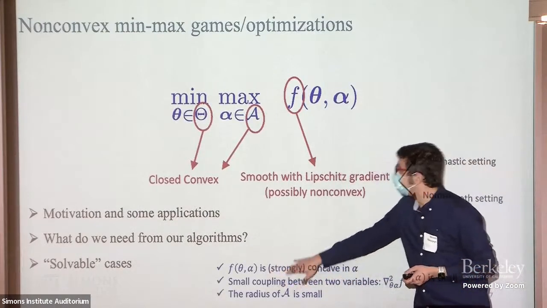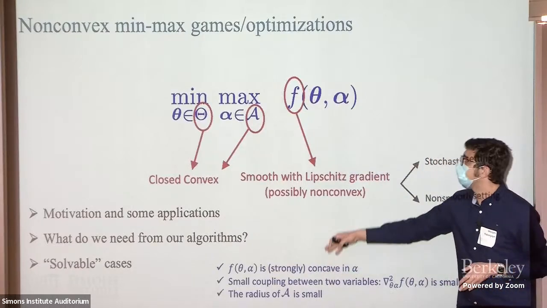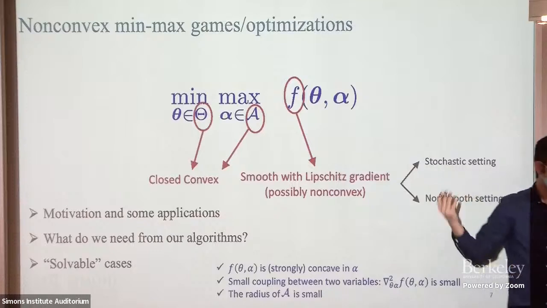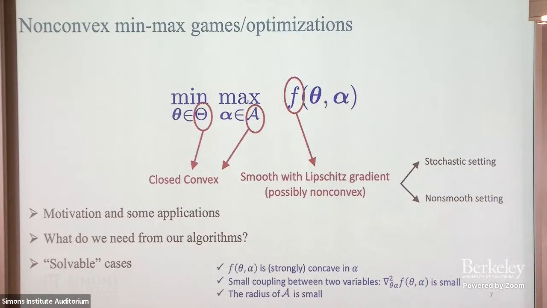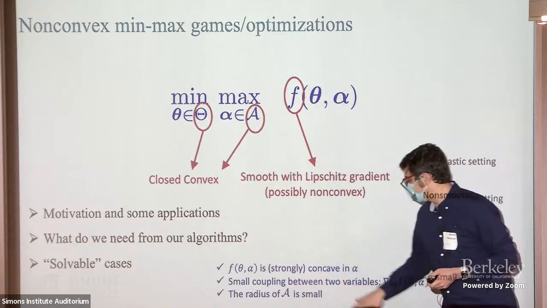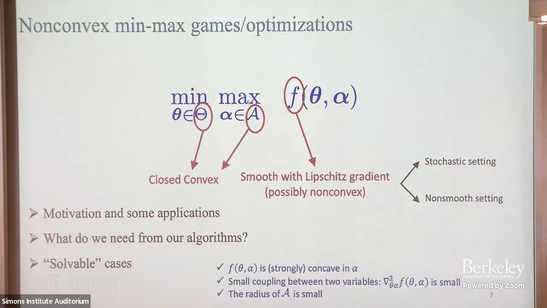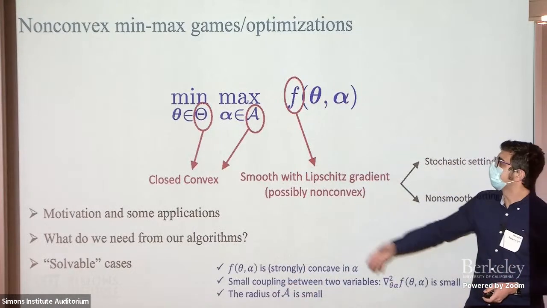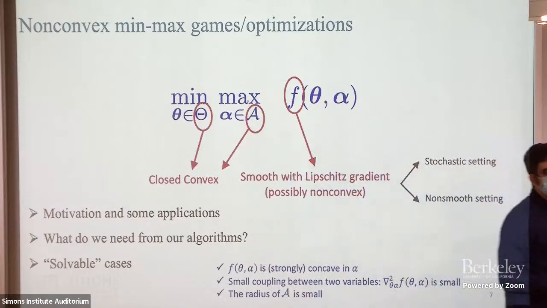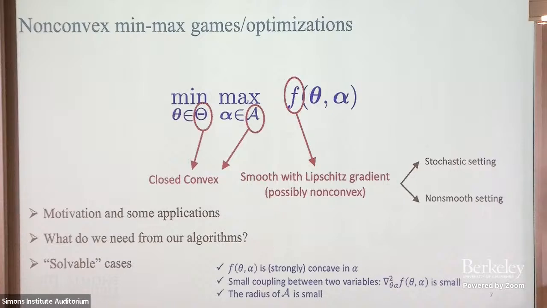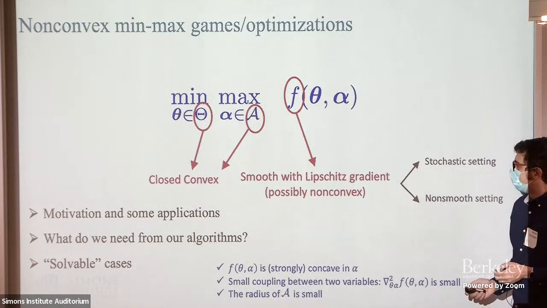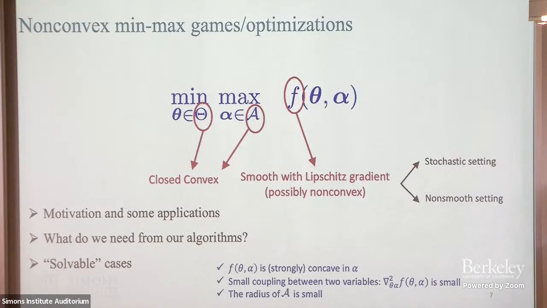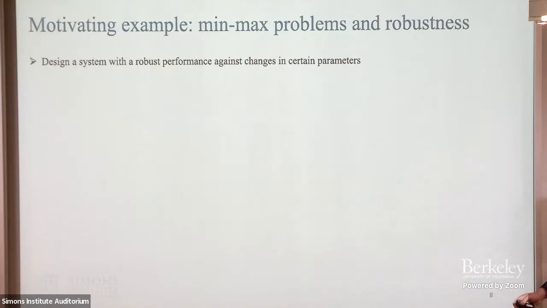When, for example, your objective function f is concave or strongly concave in alpha, it could be non-convex in theta. You see that it is solvable when there is a small coupling between the two variables, meaning that the Hessian of f, the first derivative with respect to theta and second derivative with respect to alpha, this coupling is small. And also the third case, when the radius of the set A is small. These are the cases where we can develop some efficient algorithms for solving. And please, throughout the talk, stop me and ask questions if you have any.